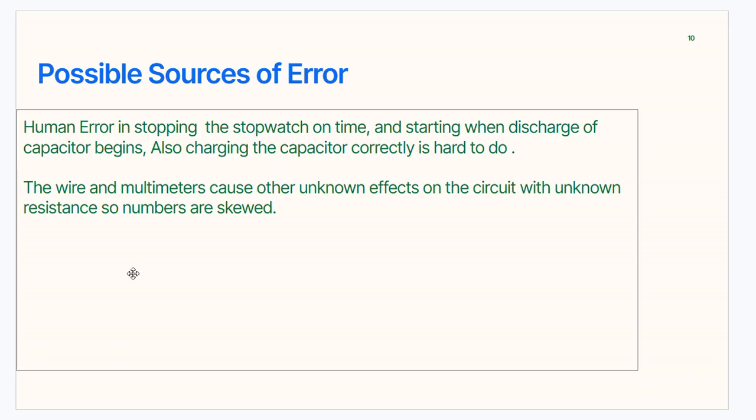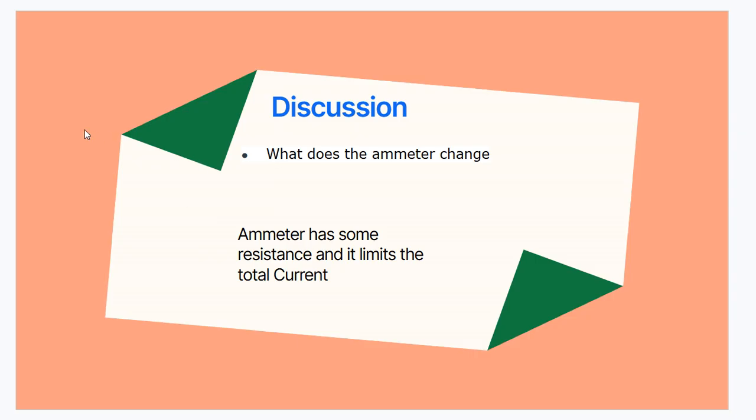The possible sources of error: human error in starting and stopping the stopwatch on time, and also in charging the capacitor. I don't know exactly when the capacitor is charged. Do you? No, because you can't see it, so it's kind of guesswork, some human error. So some people's might have gone 6 seconds, some people's might have gone 10. Mine went 3 or 4, whatever. Also, the wire and the multimeters have unknown resistances because it wasn't given, so our numbers are all messed up.